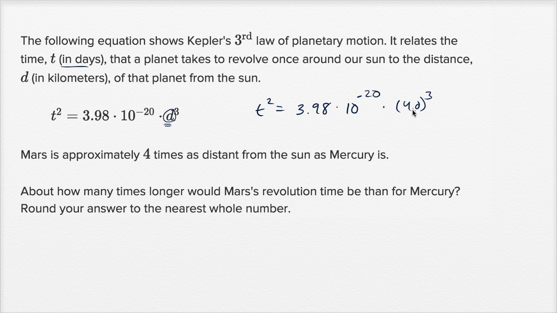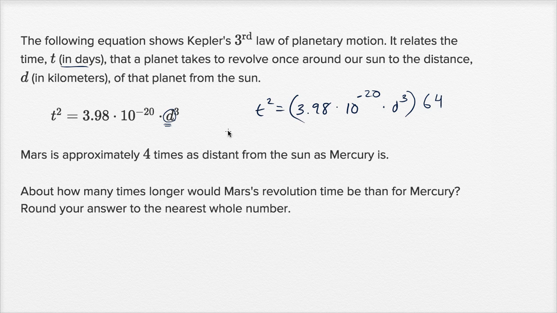Well, 4d to the third power, I could rewrite that as 4 to the third times d to the third. 4 to the third power, that's 16 times 4, that's 64. So it's going to be the same thing as 64 times d to the third power. Or I could just write this as d to the third power, and then all of that times 64.